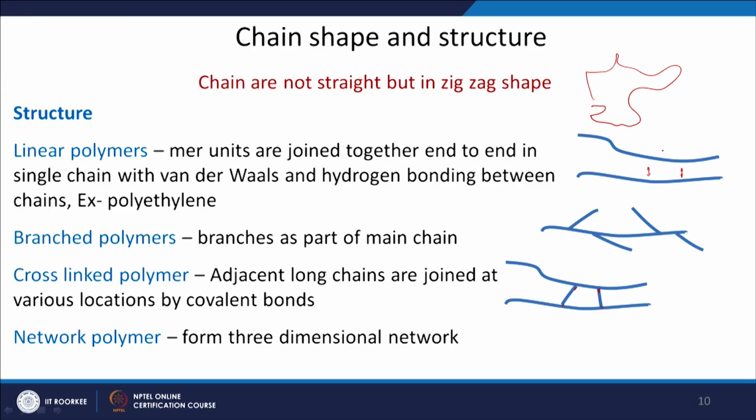So, you can see that as we go from this simple type of arrangement to a branch type, then to cross linking type and to network polymers, you can understand that the strength of the polymer will increase in this way, because it will be more difficult for you to deform the polymeric chains when you are applying any stress.